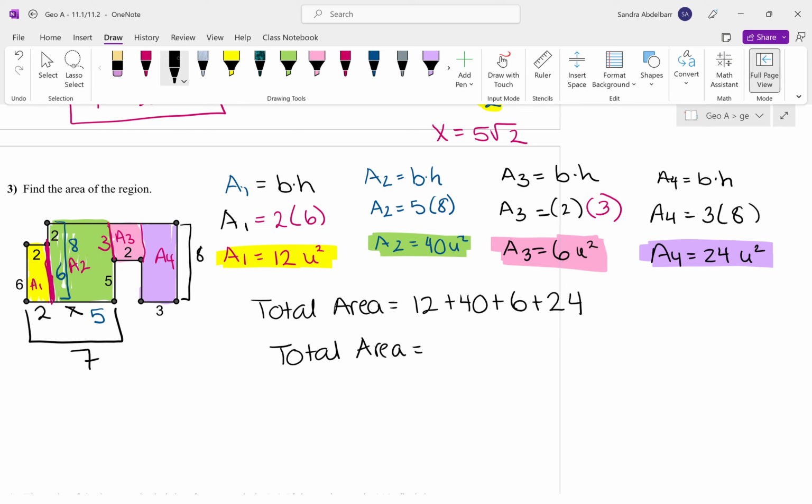Did anybody add that all up for us? 82. Is it 82? I don't know. Did everybody get 82? Yeah? All right, so we're at 82 units squared. That U just means units. So that was one way to do this. Remember I told you we were going to do it another way?